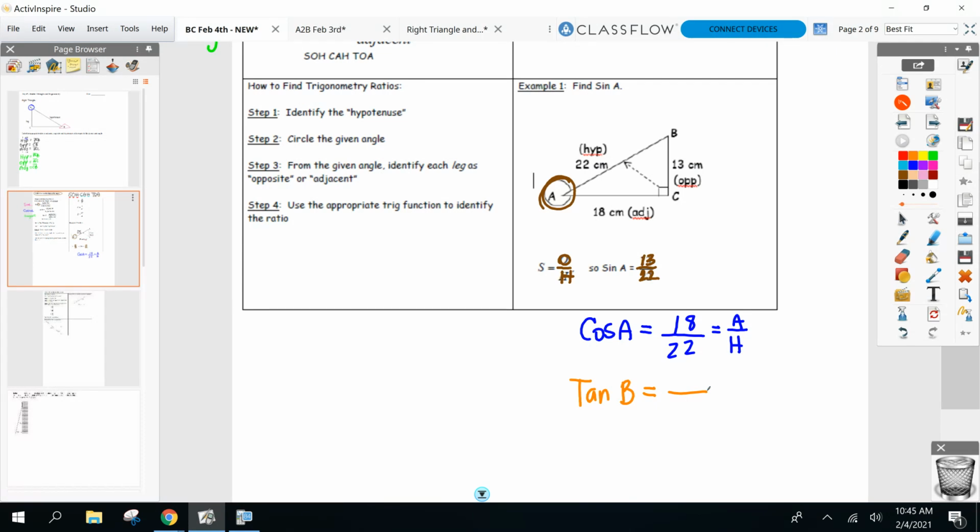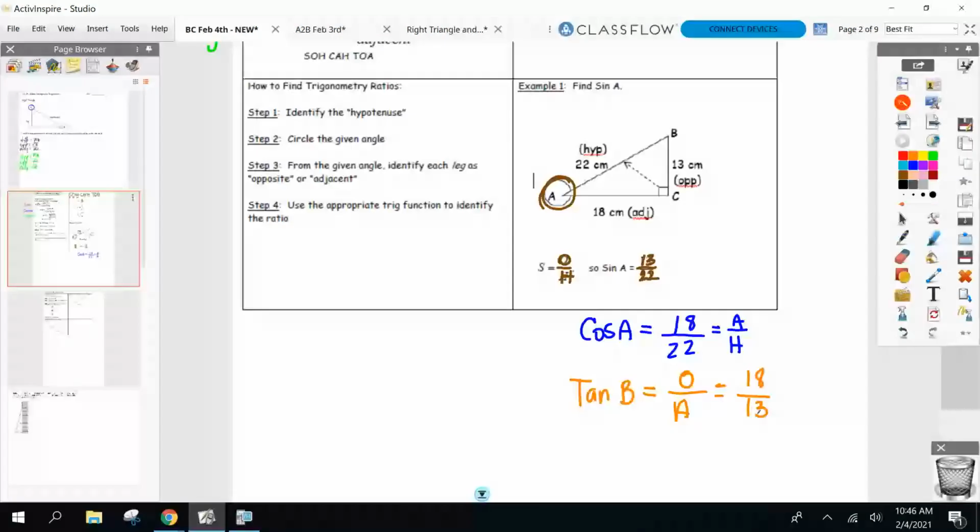18 over 13. Good. Ready? This is how she got it. Opposite side. O over A. That's tangent. And then Omni went from angle B and she said opposite is 18. Adjacent is 13. 18 over 13 would be the tangent ratio for B. All right? Questions on how to find those ratios right now before we actually find a side length using them.